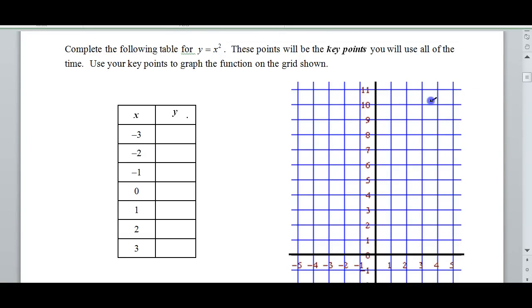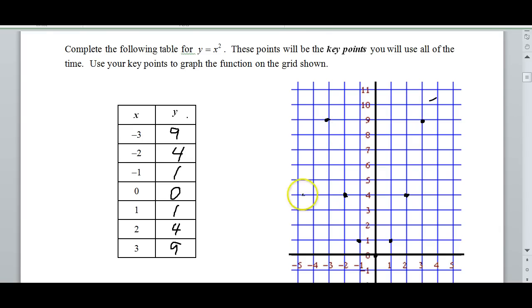Just let me get my pen in position here. When x is -3, -3 squared is 9, -2 squared is 4, 1, 0, 1, 4, 9. And we're going to go over here and graph these points. So let's start with (0, 0), (1, 1), (2, 4), and (3, 9). And then symmetrically on the other side, (-1, 1), (-2, 4), and (-3, 9).